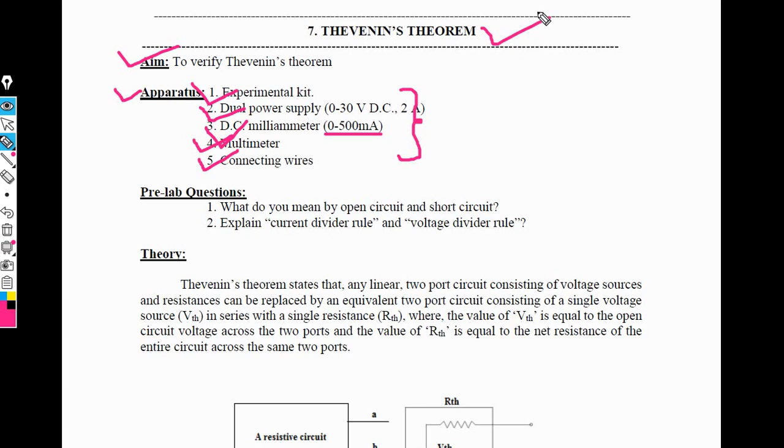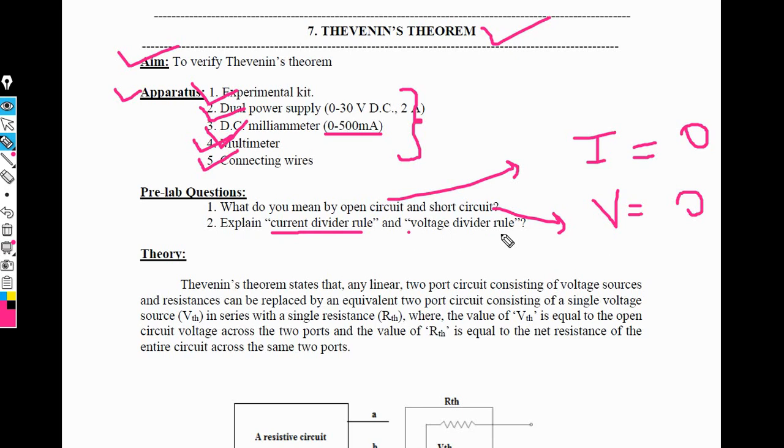Then we need pre-lab questions. It is very important. In the pre-lab questions, what do you mean by open circuit and short circuit? In open circuit, current becomes 0. In short circuit, voltage becomes 0. This is the concept of open circuit and short circuit. Another question is the current divider rule and the voltage divider rule.